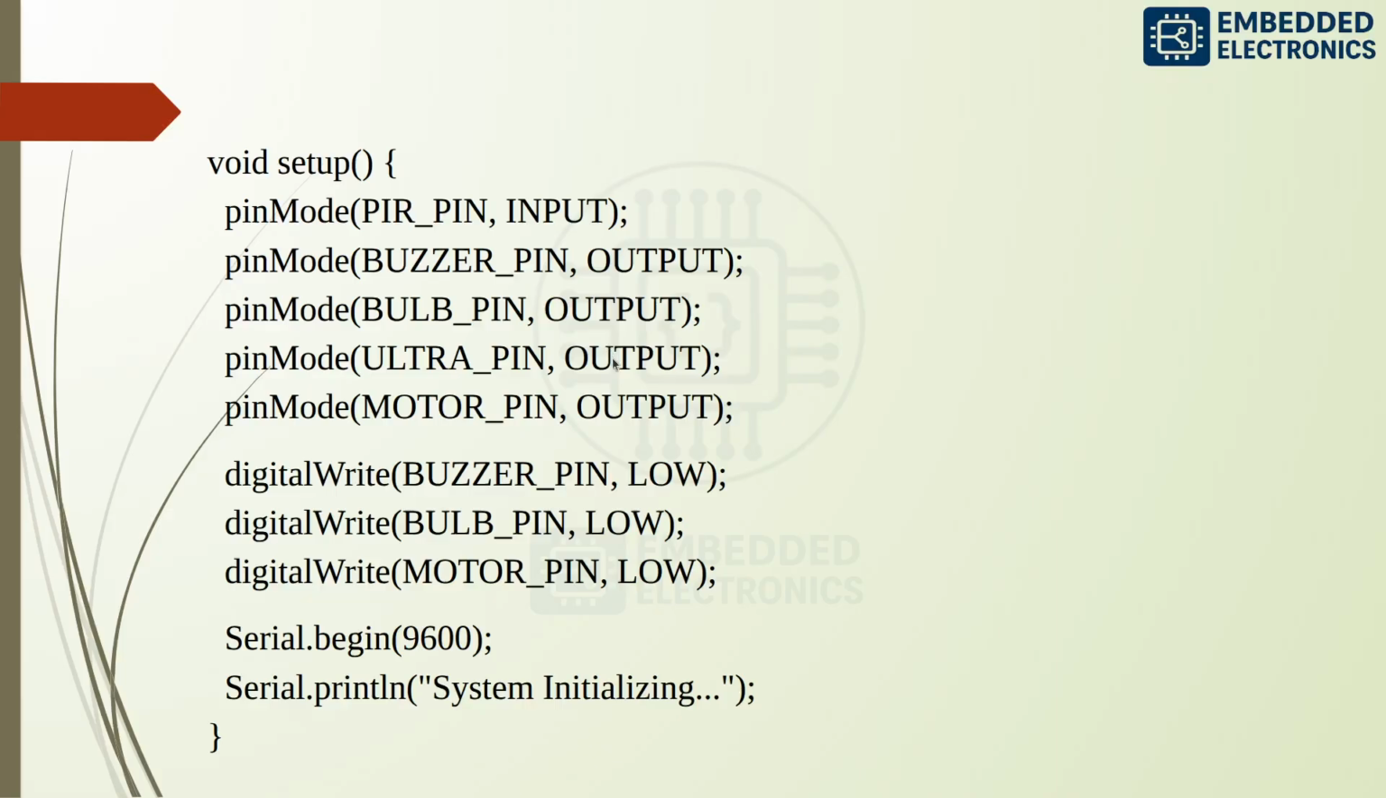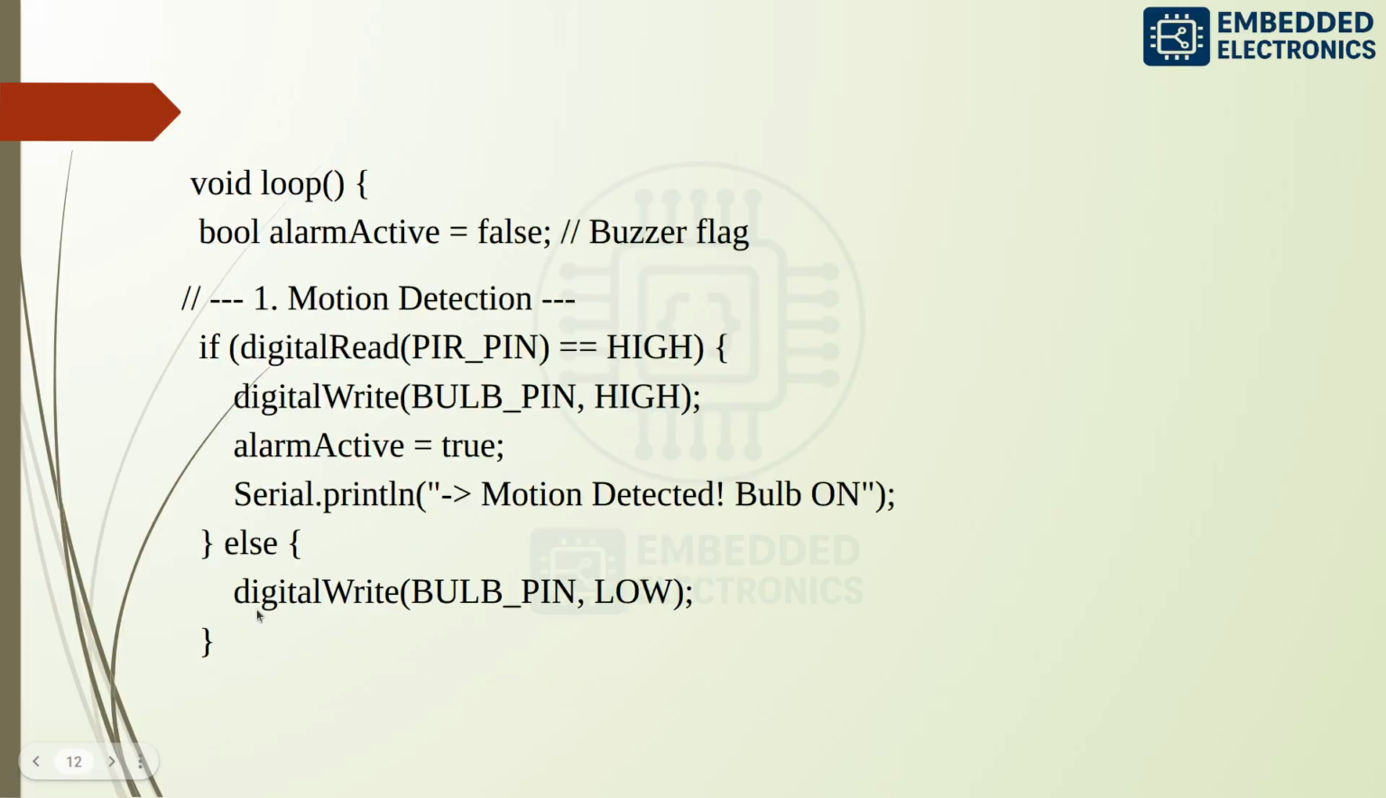So it will tell whether these pins are input or output. So the PIR pin is input and the buzzer is output. And initially we consider these as low: buzzer is low, bulb low, motor pin low. And this is used for the serial monitor, so we will print the statements using the serial monitor.